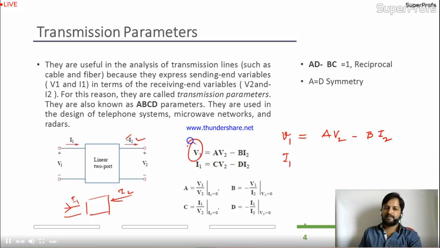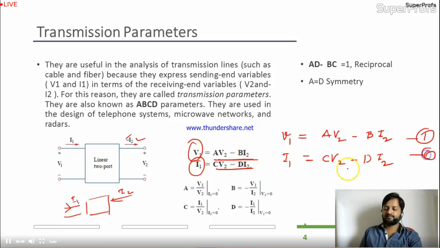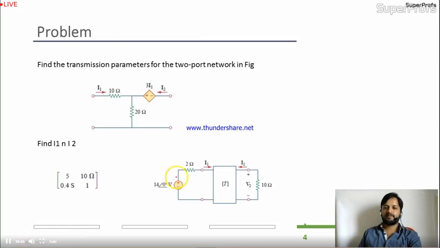And I1: we are relating the input terms in terms of output parameters. I1 will be C V2 minus D I2. Two equations. You can calculate A, B, C, D also from these. A is V1 by V2 with I2 equal to 0. B, like this you can calculate it. This is the ABCD parameters.